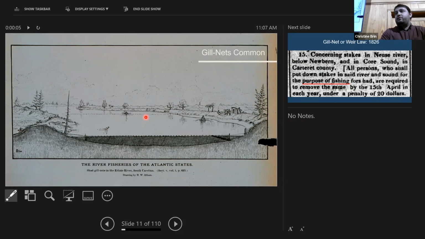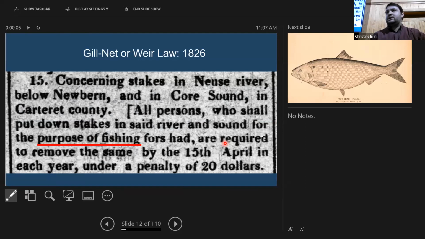Gill netting was also very common during this time. It's likely that Isaak Lewis and other fishermen were gill netting on the Neuse. There's actually a law that was passed in 1826 regarding gill netting in Core Sound and the Neuse River. They talk about having to pull up your stakes by April 15th, the stakes used for the purpose of fishing. What they're alluding to there is more than likely stake nets, which are just gill nets anchored in place with a stake rather than an anchor like fishermen use today.